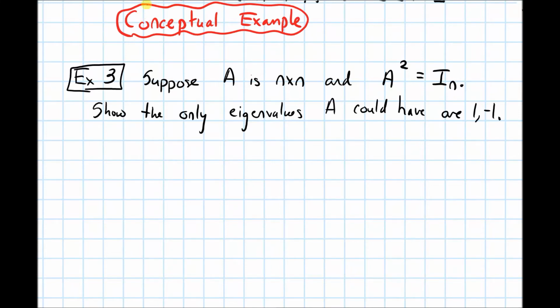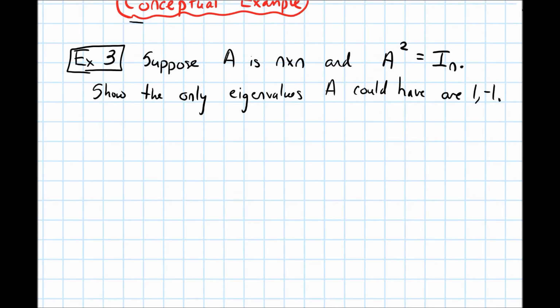In this video, we're going to look at a more conceptual example involving eigenvalues. So let's suppose that A is n by n, and A squared is the identity matrix. I want to show that the only eigenvalues A could have are 1 or negative 1. Okay, so how do we solve something like this?